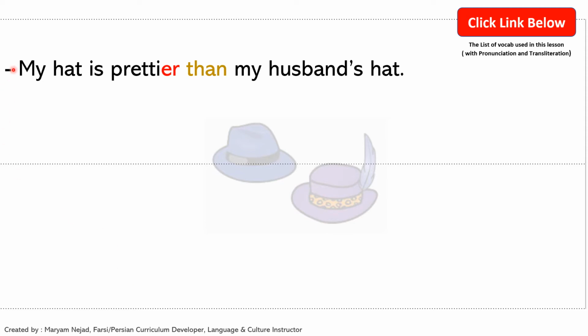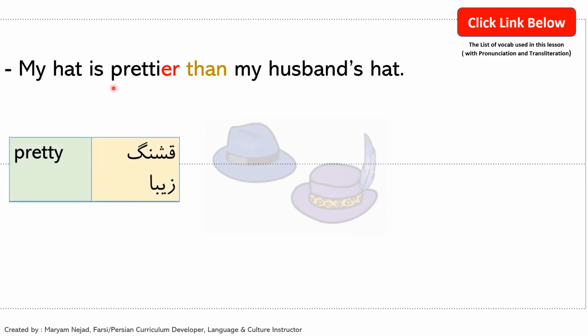Alright, so this example says my hat is prettier than my husband's hat. So here is the adjective pretty, and pretty in Farsi is either قشنگ or زیبا. Usually in my lessons, I use قشنگ, but this time let's go with زیبا. Alright, so here are the vocab. Hat is کلاه, and then husband is شوهر.